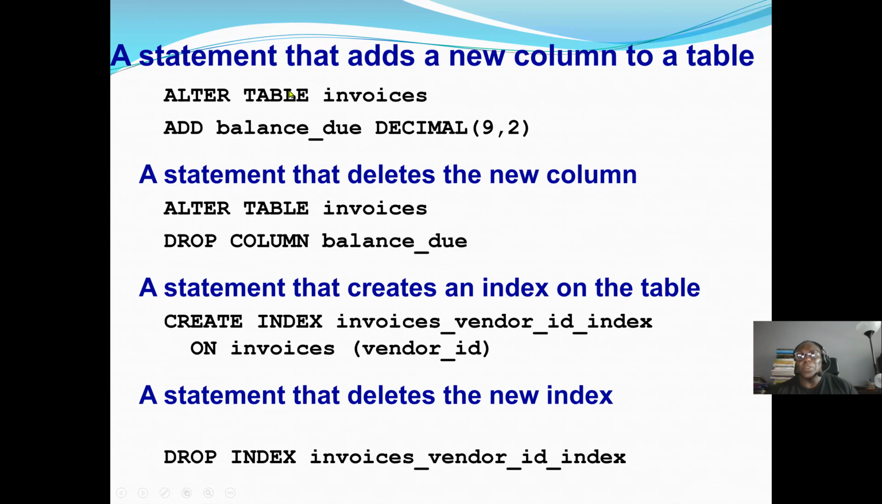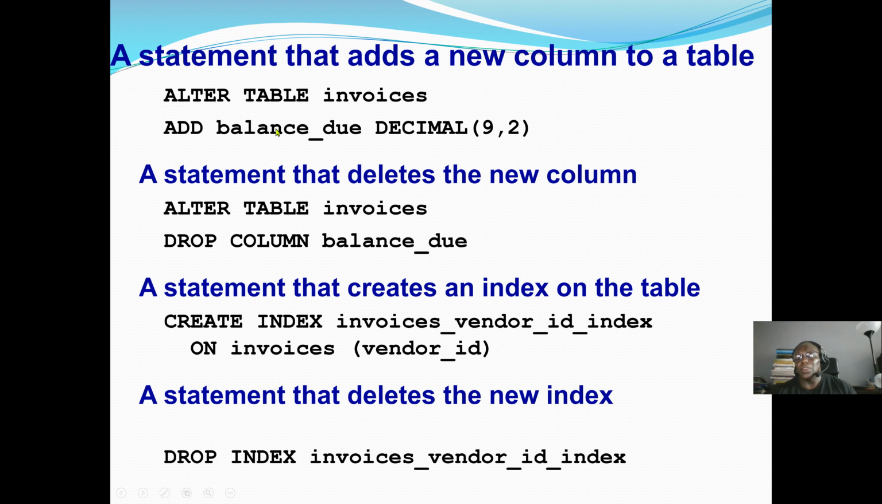So here we have a statement that adds a new column to a table. We already created our table. Now we want to add a new column. Maybe we have 4 columns in the table. We want to update the table to add a new column. So we use the command alter table and then the table name. So this means I want to alter my table named invoices, and I'm going to add a new column named balance due. The balance due data type will be decimal with 9 digits and 2 decimal places.